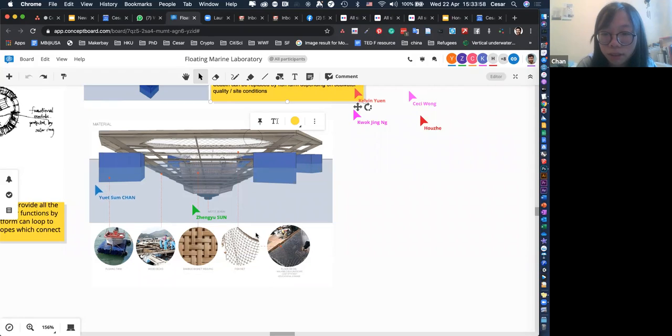The bottom page is about material. For the floating tank, I saw in Hong Kong people use this kind of blue tank for storing things on the water. The second one is a fish farm in Japan, and they normally also use that kind of water tank, and also some timber maybe for the decking.